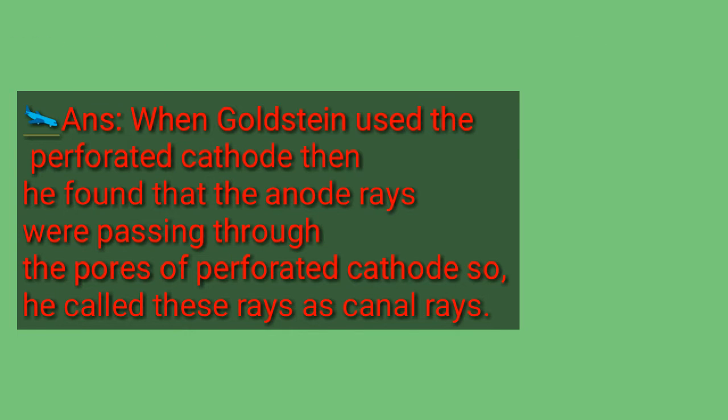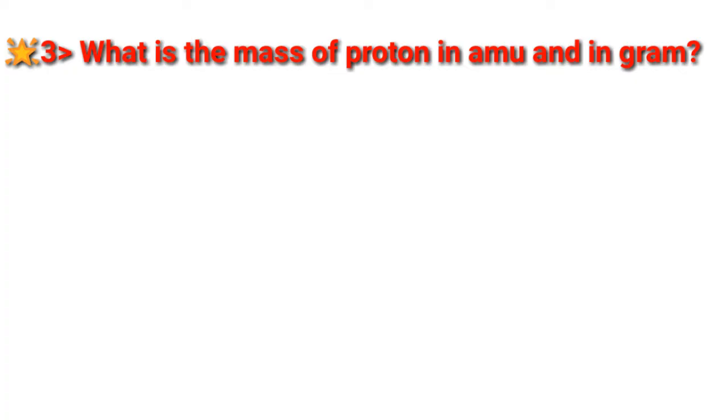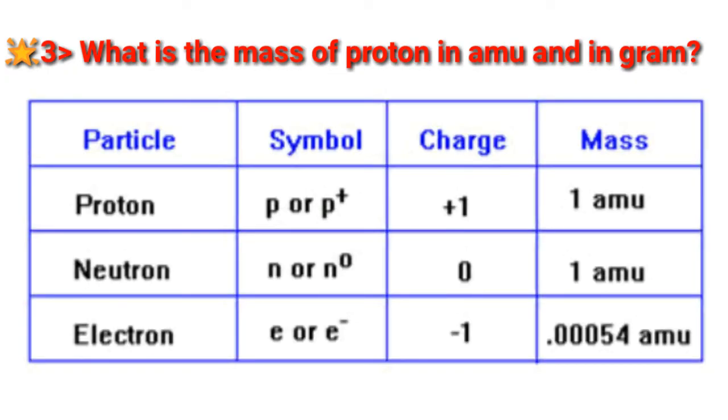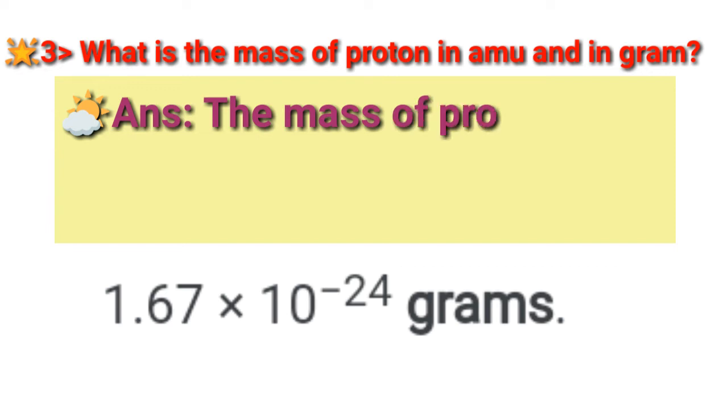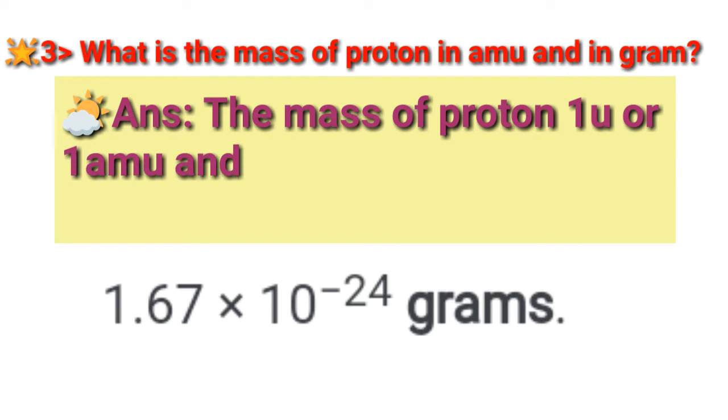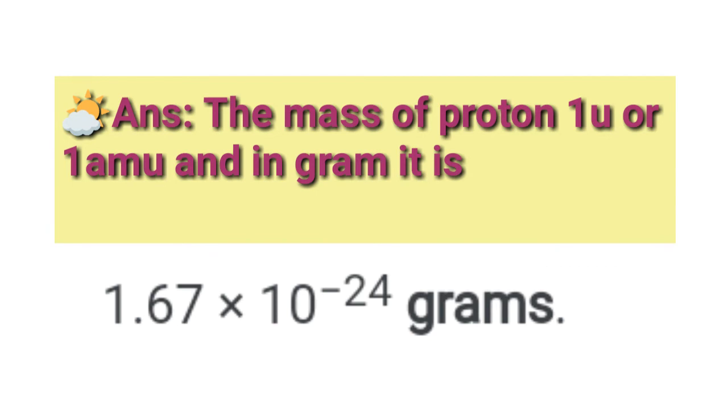Now number 3, what is the mass of proton in atomic mass unit and in gram? The answer is that the mass of a proton in atomic mass unit is 1 unit, or 1 atomic mass unit, and in gram it is 1.67 into 10 to the power minus 24 gram.